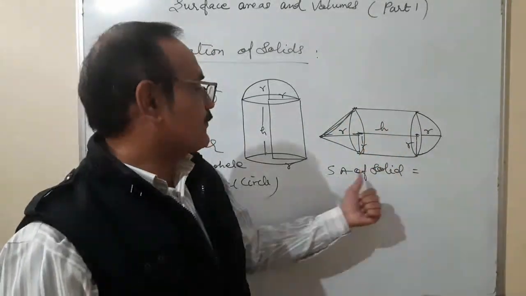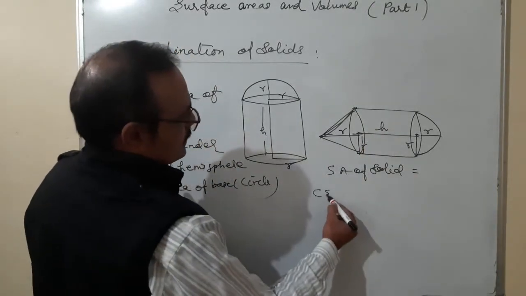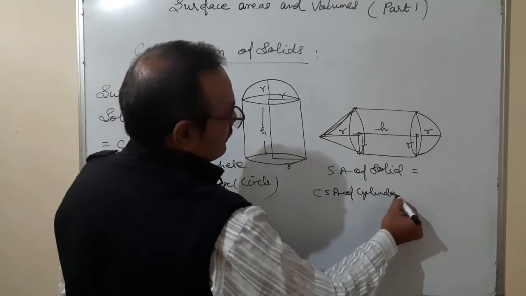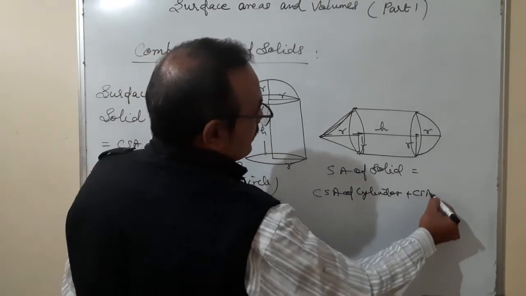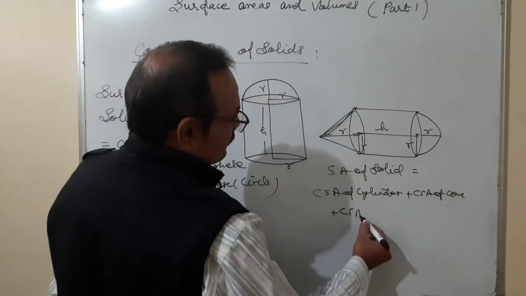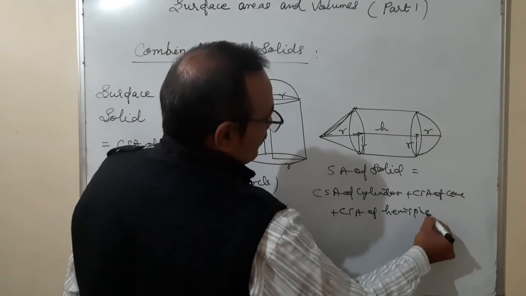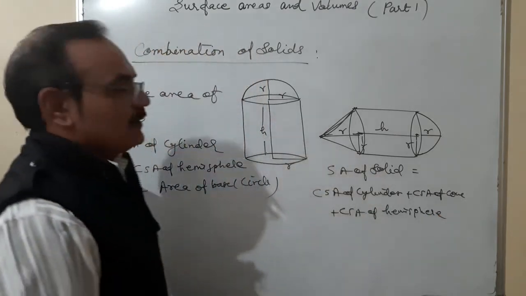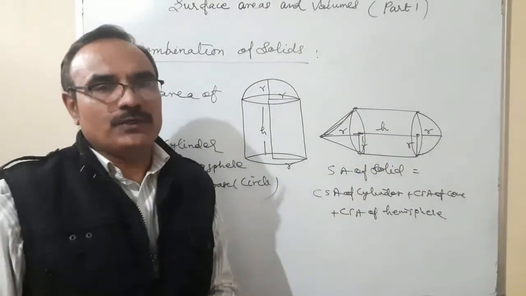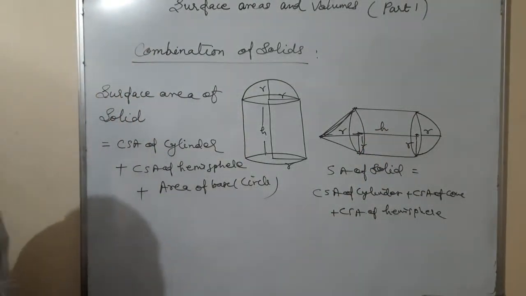So surface area of solid is equal to CSA of cylinder plus CSA of cone plus CSA of hemisphere. Okay? Then we get the total surface area of this solid. One more figure I would like to tell you here.